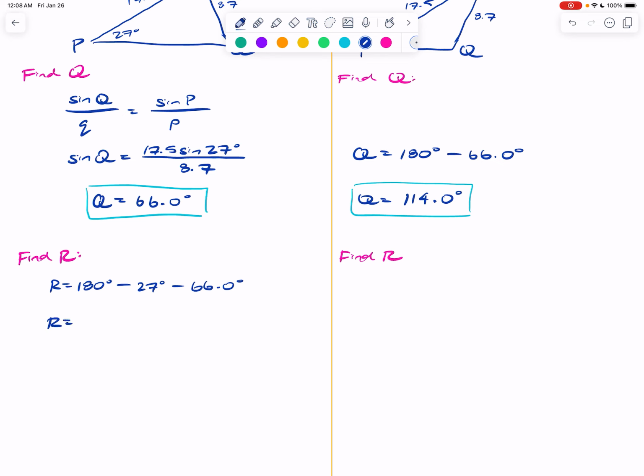And for this triangle, I'm getting 87 degrees. Excuse me. Forgot that 0 again. Darn 0s. And the other triangle, 180 degrees minus 27 degrees minus 114 degrees. In this case, R is 39 degrees.